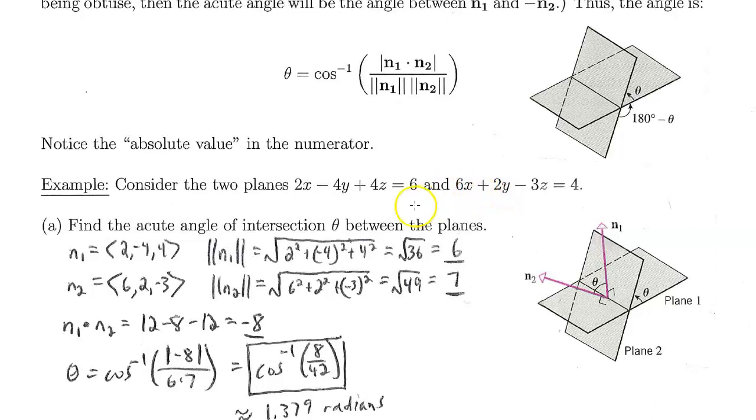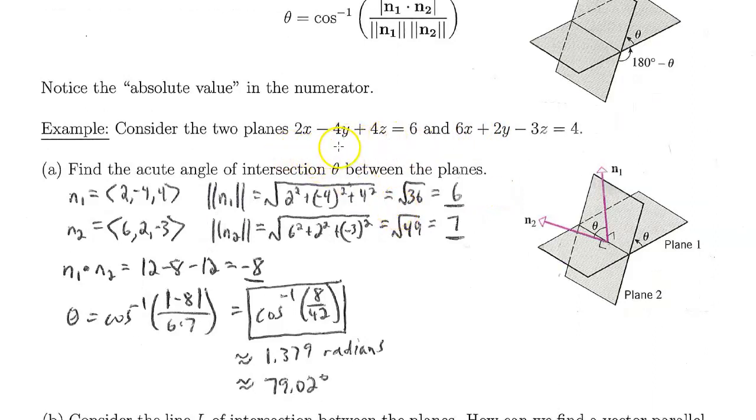Okay, so let's consider these two planes. Okay, 2x minus 4y plus 4z equals 6. And again, all the ordered triples that make this true. For example, the ordered triple 1, 0, 1. Right? If x is 1, y is 0, and z is 1, that would make that true. 1, 0, 1 would be a point in this plane. Right? Or 3, 0, 0 would work, right? All the ordered triples that make this true would be a plane. Okay, and then let's also look at this plane here.